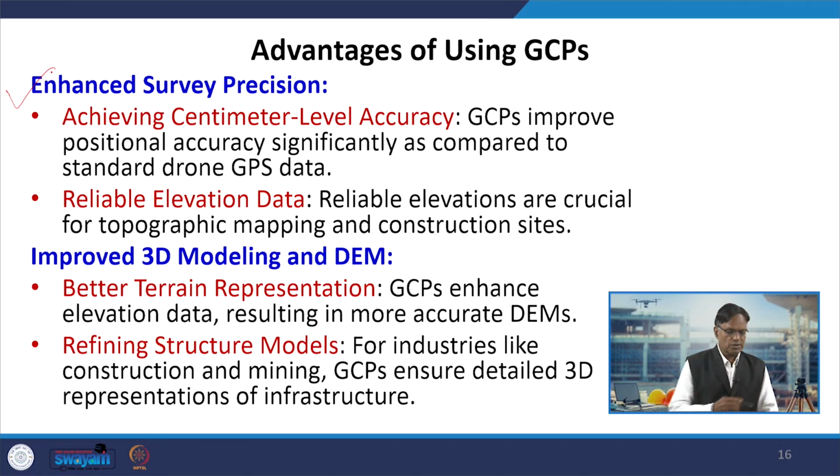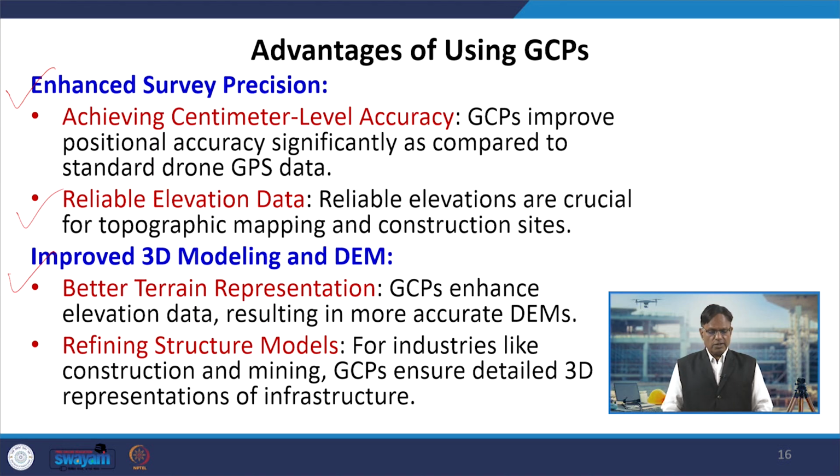Enhanced survey precision is one. We can achieve centimeter level accuracy because the GCPs improve our positional accuracy very significantly as compared to standard drone GPS data. We are also getting reliable elevation data. So, planimetric data as well as elevation data is very reliable, because when we are doing topographical mapping or a construction site, or developing the contours for a particular area, determining the slope, the elevation data has to be reliable.